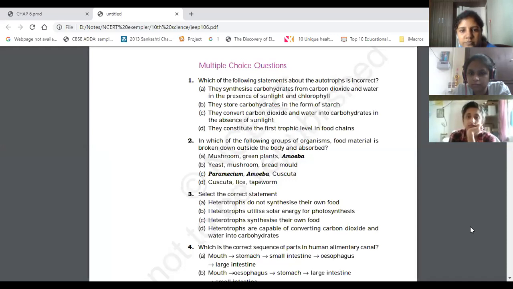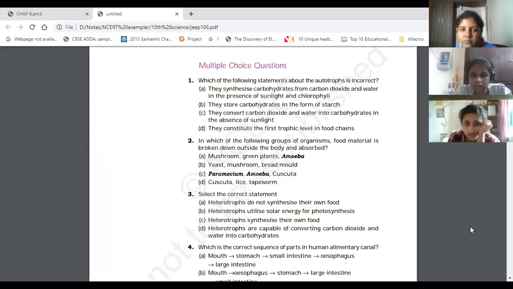Which one is? C. They convert carbon dioxide and water into carbohydrates in the absence of sunlight. Completely wrong. Second one: in which of the following groups of animals is food material broken down outside the body and absorbed?